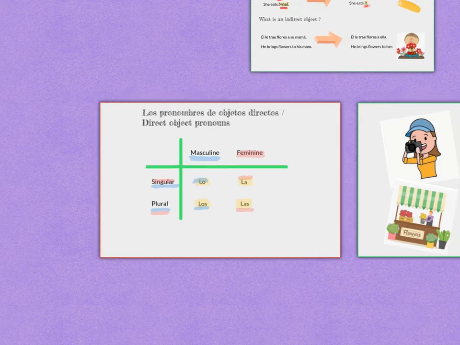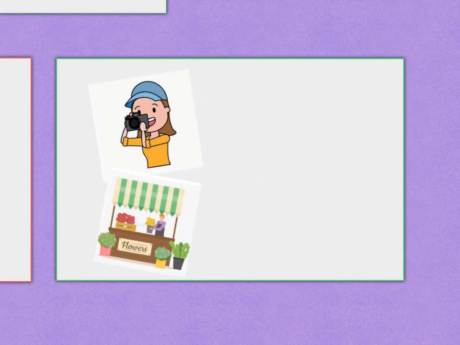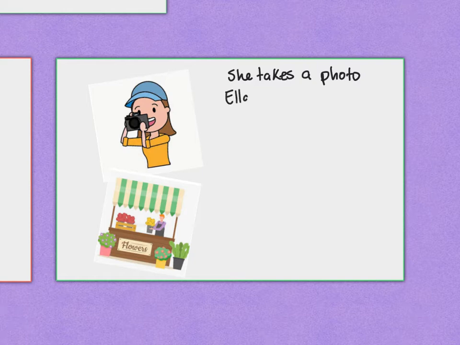Okay? So let's take a look at some examples here. So over here we see this girl, and she's taking a photo. So in English we would say she takes a photo. In Spanish we're going to say ella toma una foto.